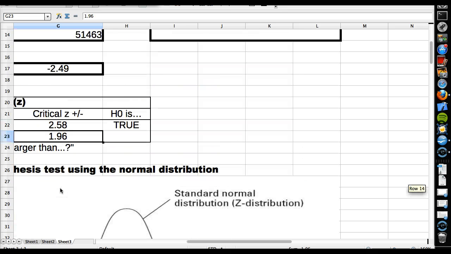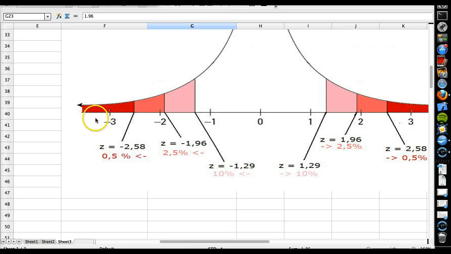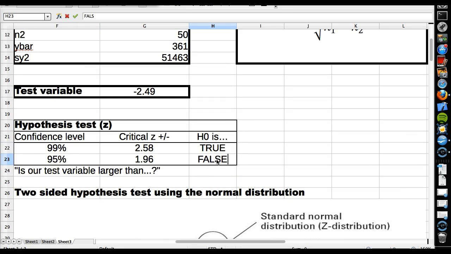And we're looking if our test variable of minus 2.49 is larger than that. Yes, it is. It's to the left of minus 1.96. It's out in the tail here. So at 95% confidence level, we can actually refute the null hypothesis and say that yes, there is a real difference in how many Facebook friends tango dancers and Lindy Hoppers have.